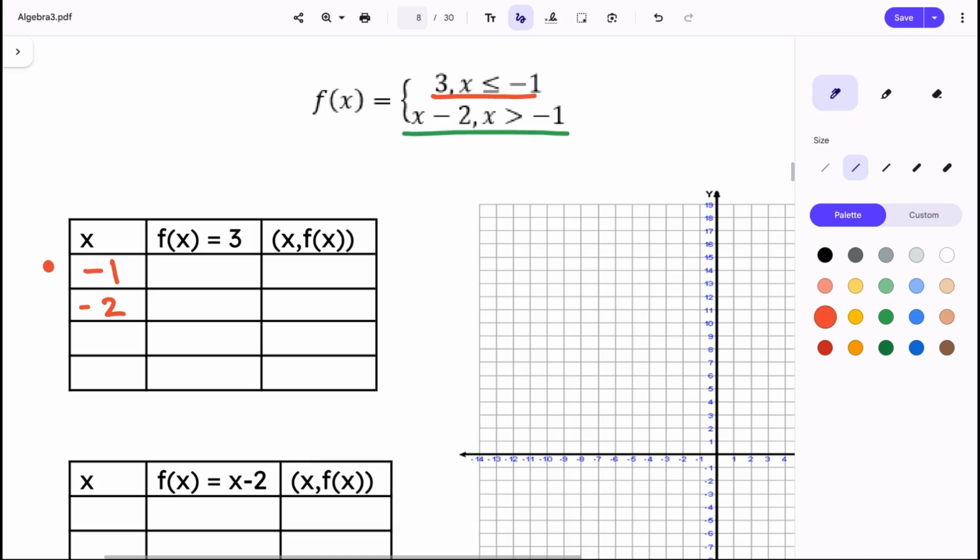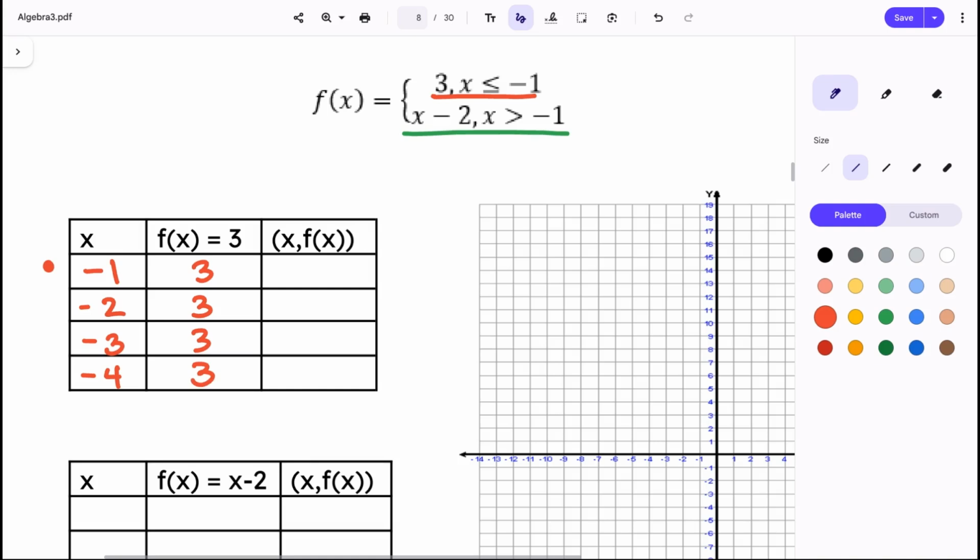Negative 2, negative 3, and negative 4. Now look at the equation that they gave me. It's just 3. Do I have anywhere for the x's to go? It doesn't say like 3x, it just says 3. So when you don't have somewhere for x to go, your answers are just that number. So this is just going to be all 3's.